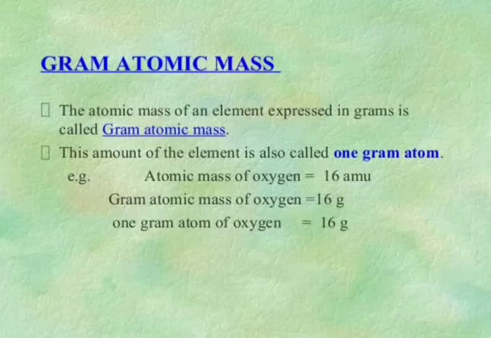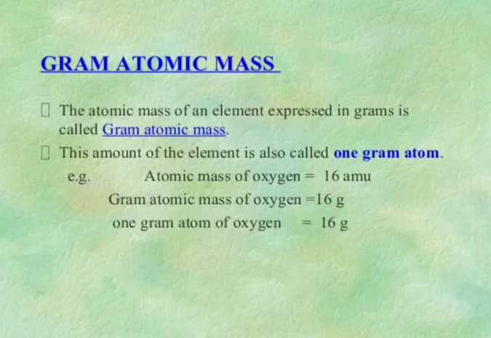Like gram atomic mass, we can say gram molecular mass, that means the relative molecular mass of oxygen, how much? 32. Why? Because an oxygen molecule contains 2 atoms of oxygen. So the gram molecular mass of oxygen equals 32 gram.